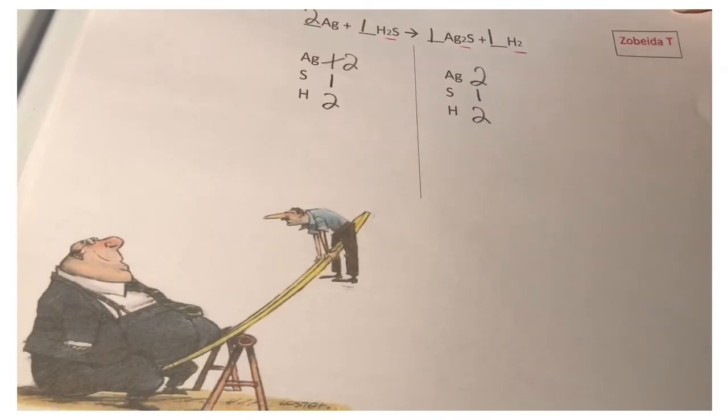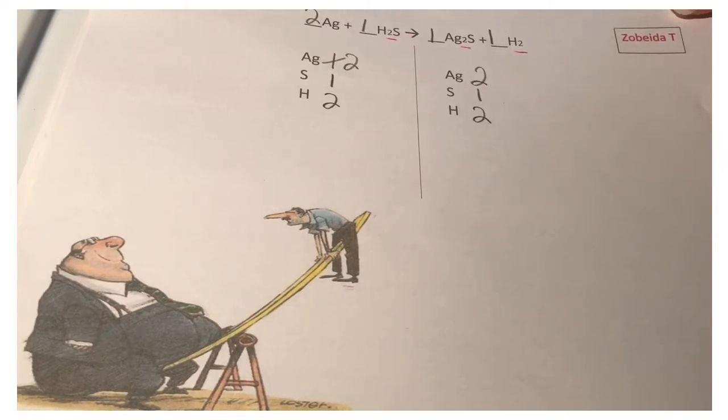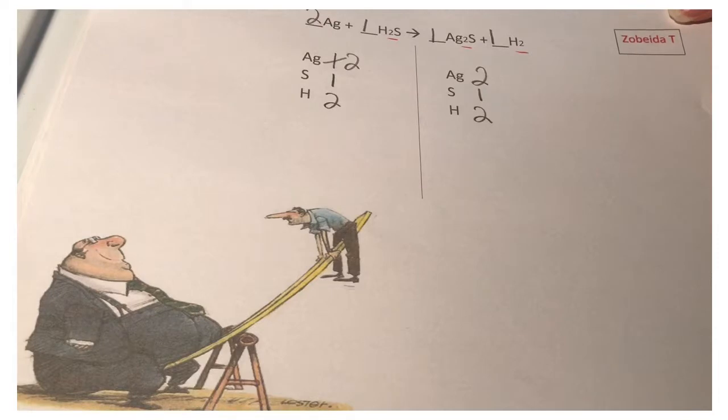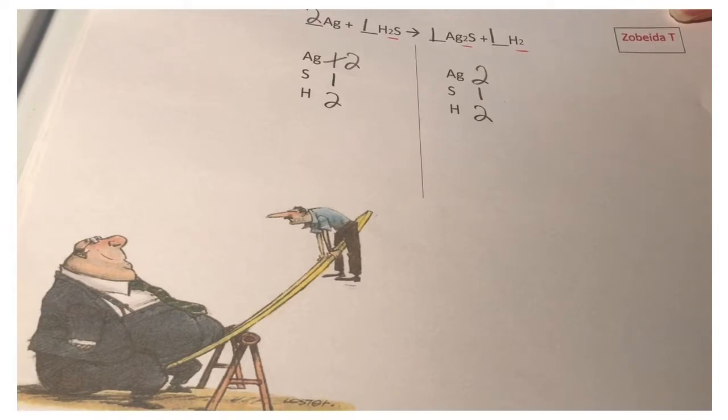So remember that when we're looking at these equations, we always want to keep in mind the seesaw effect. Everything must balance. If not, you're going to have something like this picture right here. Unbalanced equation.